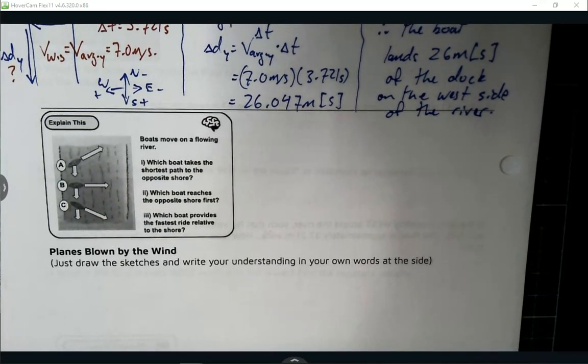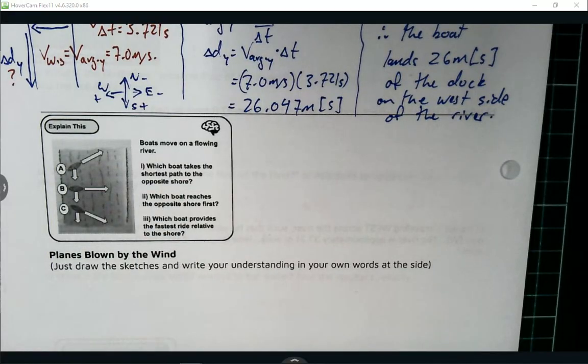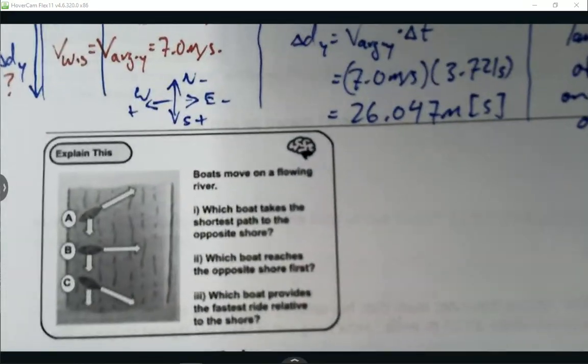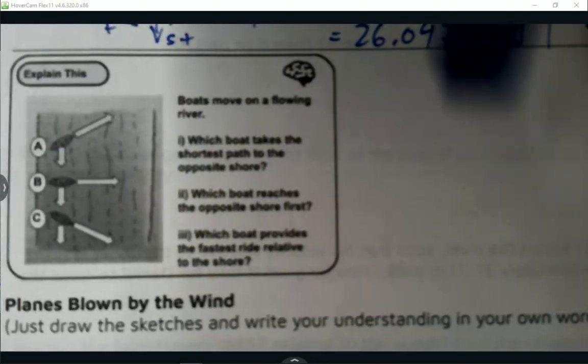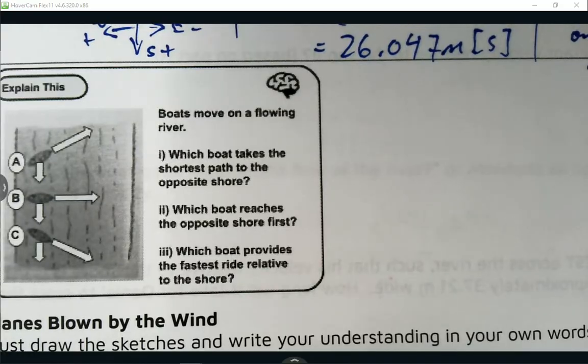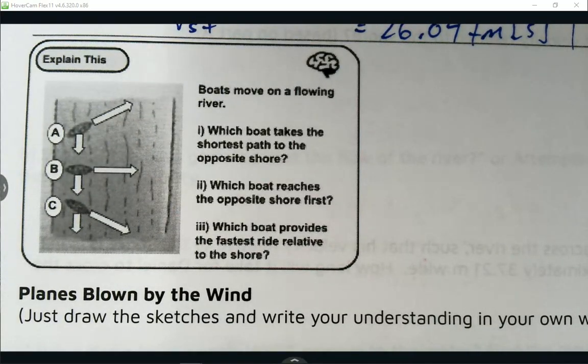Now, as a follow-up to this, I've got a quick little set of questions here. I want you guys to take a second and talk with a partner. I'm going to zoom in here. Talk with a friend and sort this one out. I've got three boats, A, B, and C, and there's three questions, I, II, and III. See if you can answer the questions, okay? Talk with a friend. Go. Which boat?